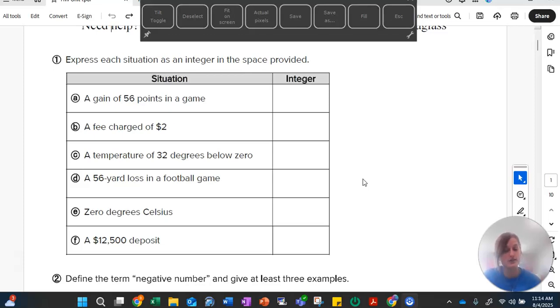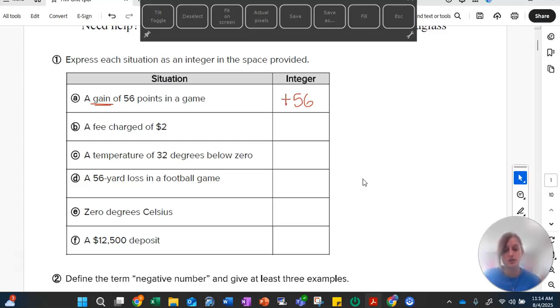If you gain points, is that good or is that bad? So gain is going to be our key word, and I want to see it underlined. And then the integer would be positive because gain is a good thing, and 56 because that's how many points it was. In part B, a fee charged of $2.